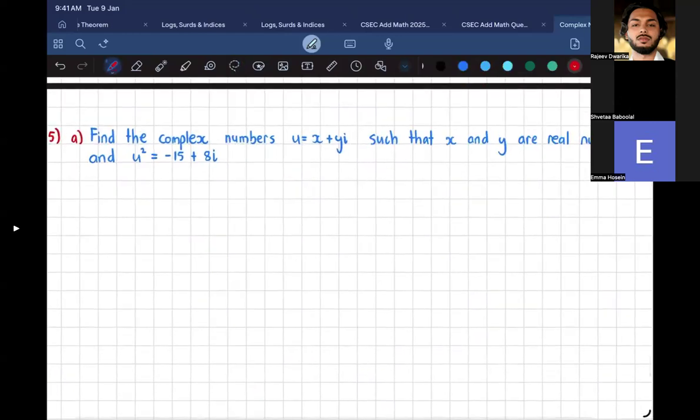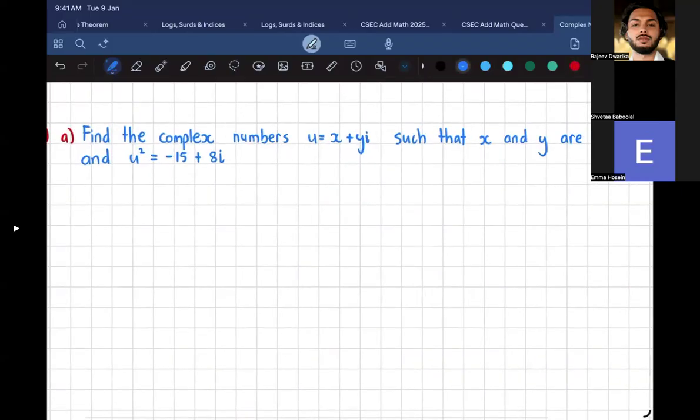Find complex numbers u equal to x plus yi, such that x and y are real numbers, and u squared is equal to minus 15 plus 8i. They want me to find u. Wouldn't u just be the square root of u squared? So u squared is equal to minus 15 plus 8i, and u would be given by the square root of minus 15 plus 8i. So this is what u is.